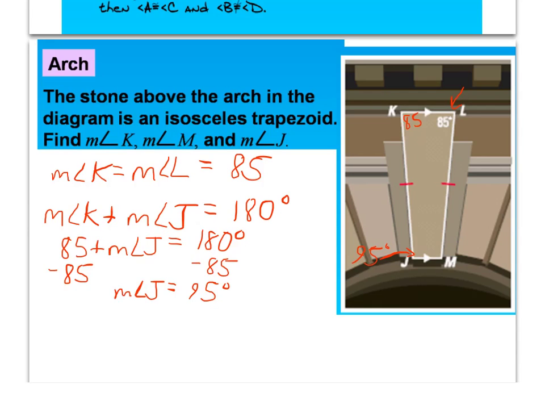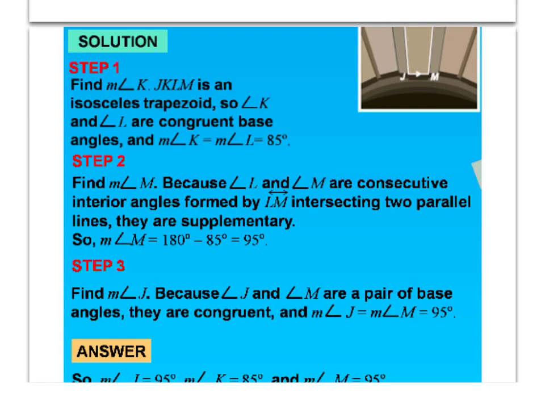The measure of angle M is then also 95 degrees. Why? Because the base angles of a trapezoid are congruent. So J is congruent to angle M, and I can write that in my picture, 95 degrees. And I'm done. Here's the formal write-up. It's up to you if you want to pause the video at this point and jot it down. I'm going to move on to the next step.